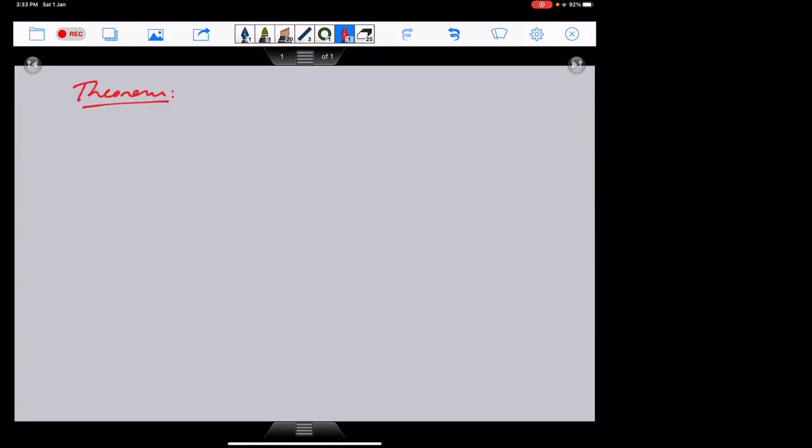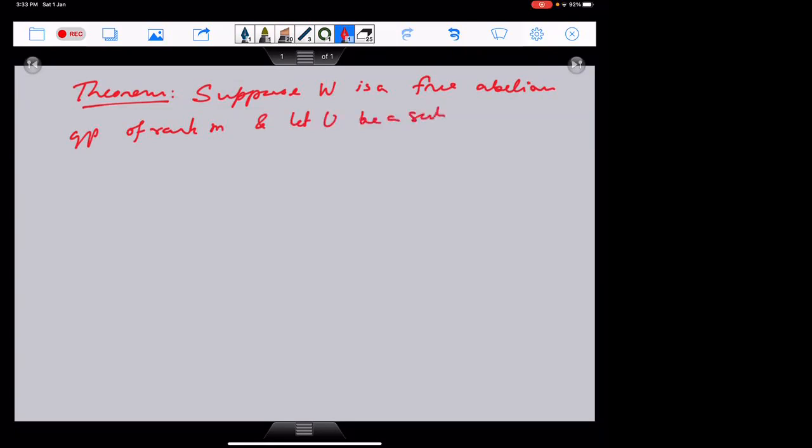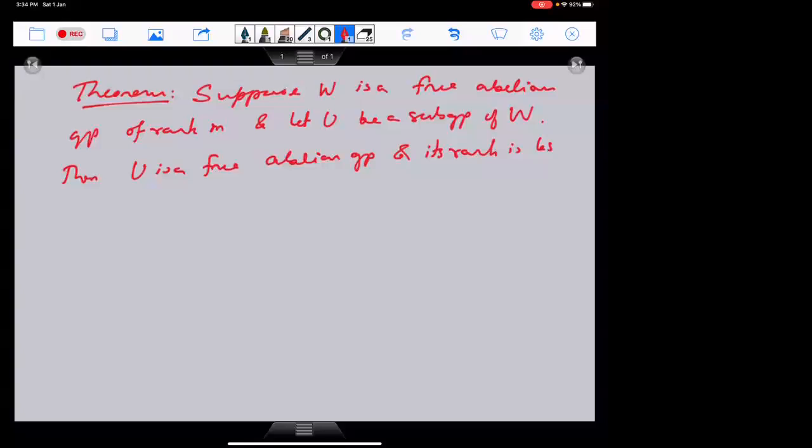We are talking about it. So suppose W is a free abelian group of rank M, and let U be a subgroup of W. Then U is a free abelian group and its rank is less than or equal to M, namely the rank of the whole group.